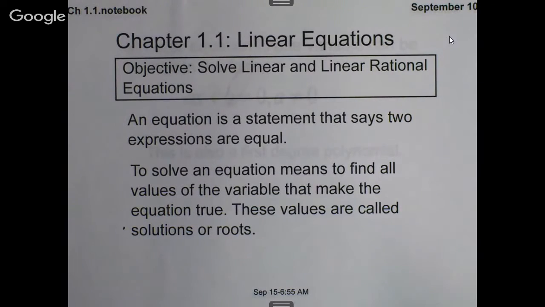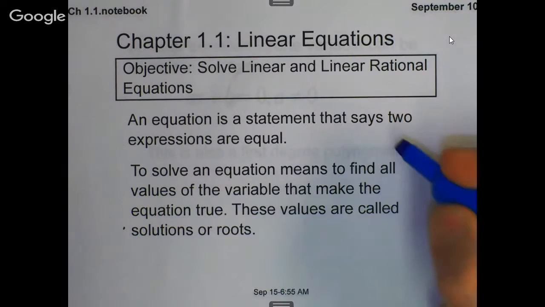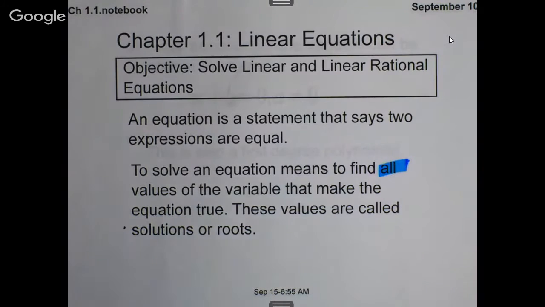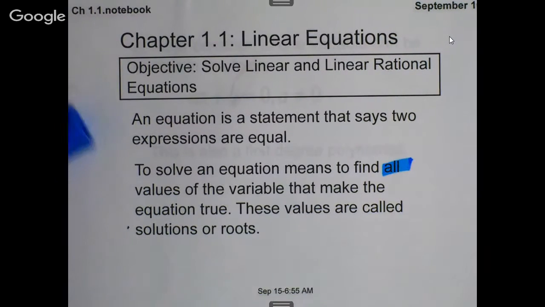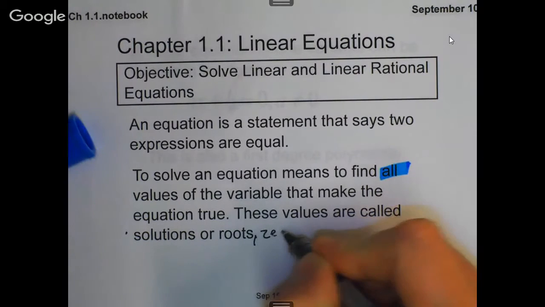Before, we were just dealing with one side of the equation. And now we're going to look at both simultaneously. To solve an equation means to find all values of the variable that make the equation true. These values are called solutions or roots. We also call them zeros.